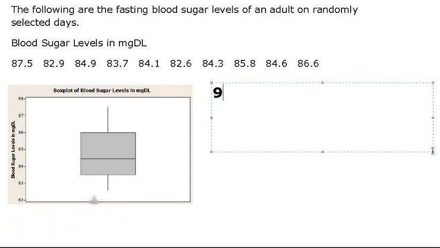Okay. Now here we have to construct a 95% confidence interval for the mean fasting blood sugar level for this person, in milligrams per deciliter, okay? Now here the difference is that we are working with raw data. So how many items are here? 1, 2, 3, 4, 5, 6, 7, 8, 9, 10.